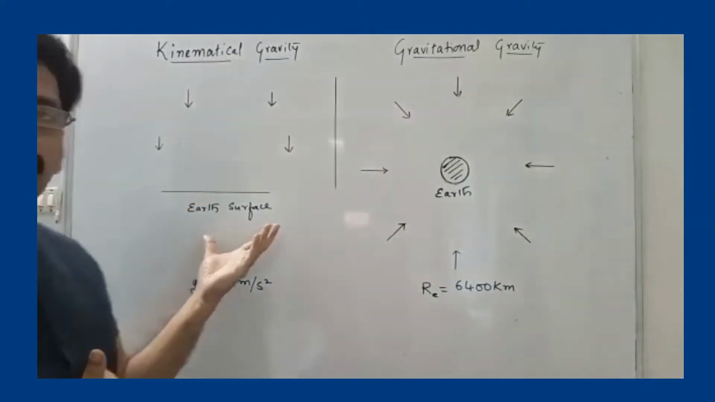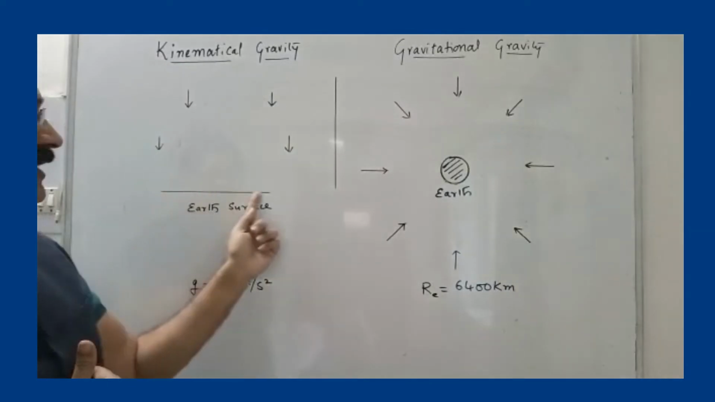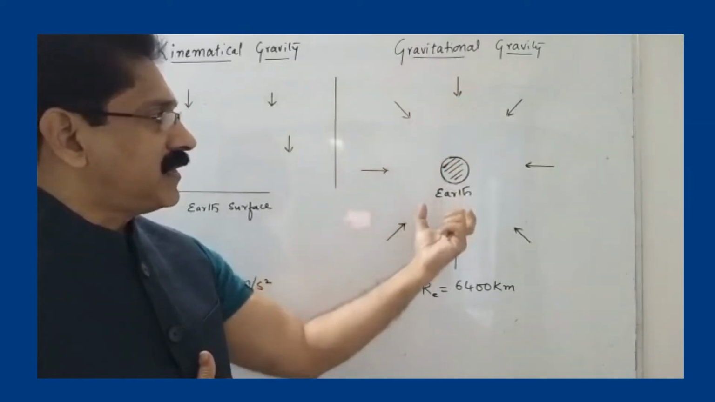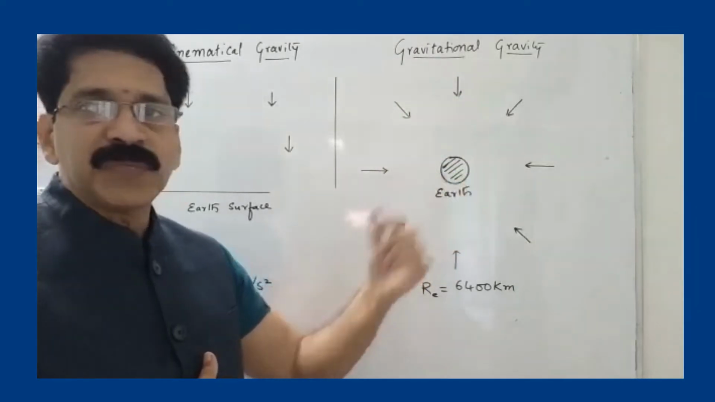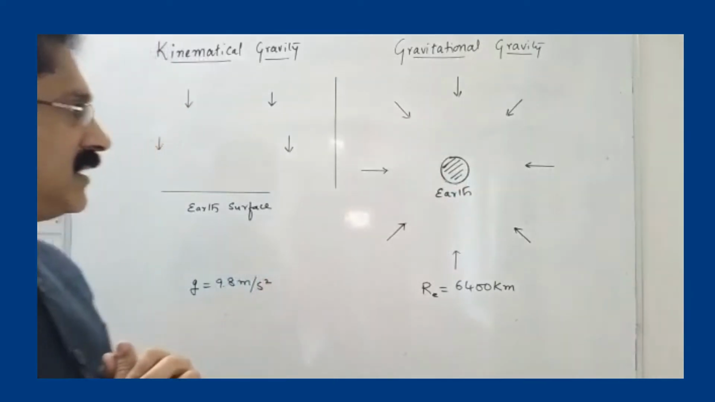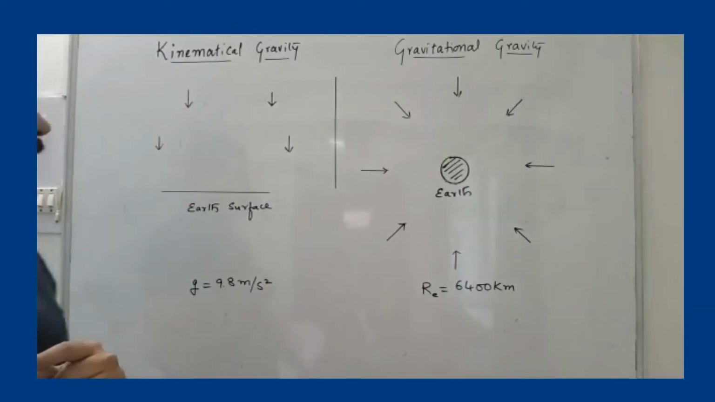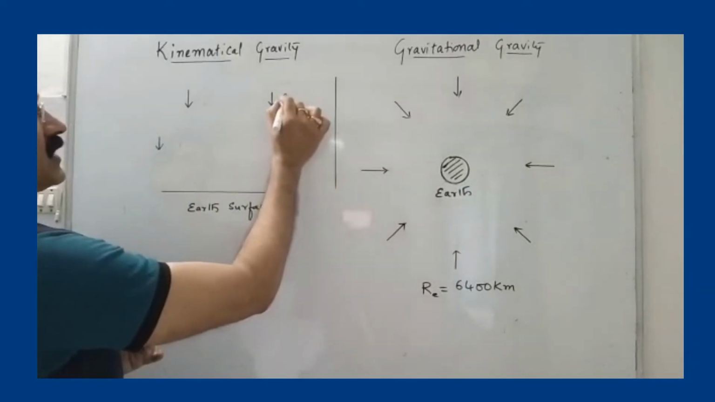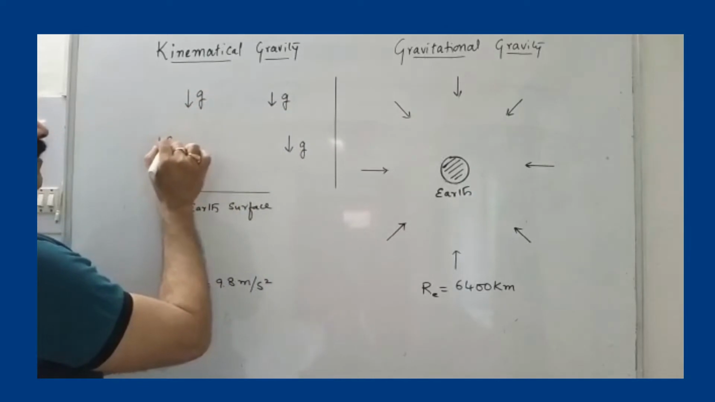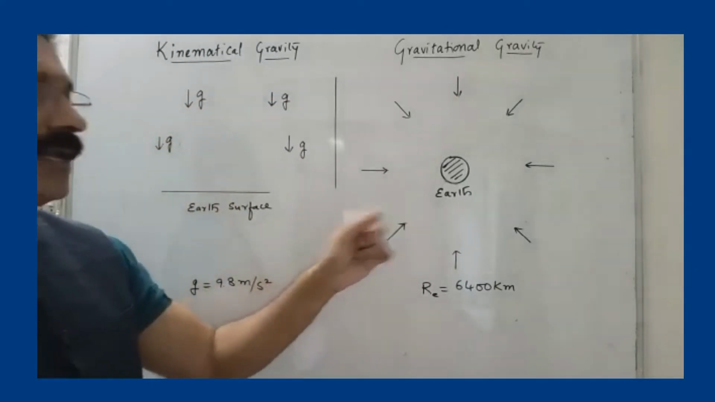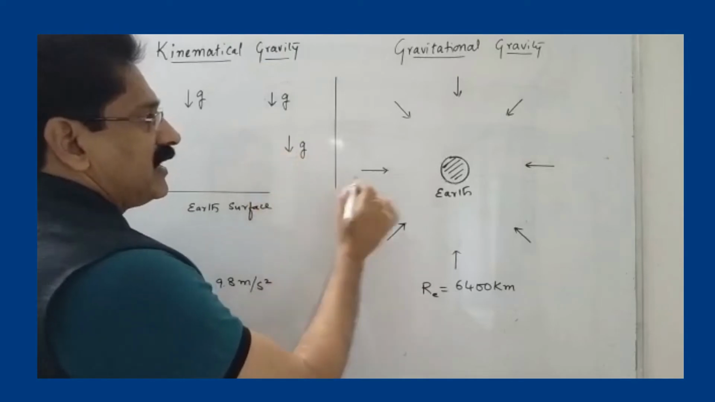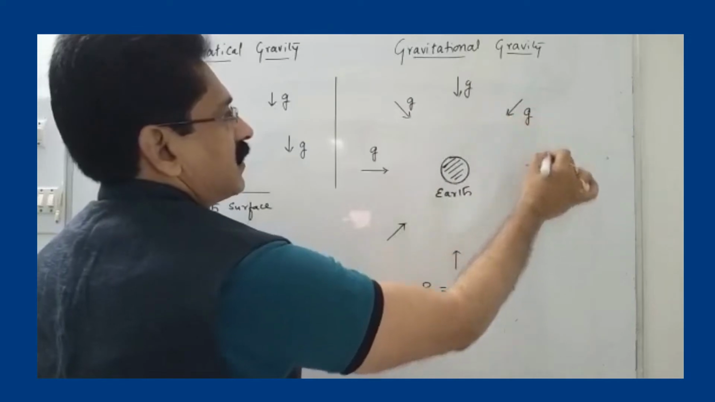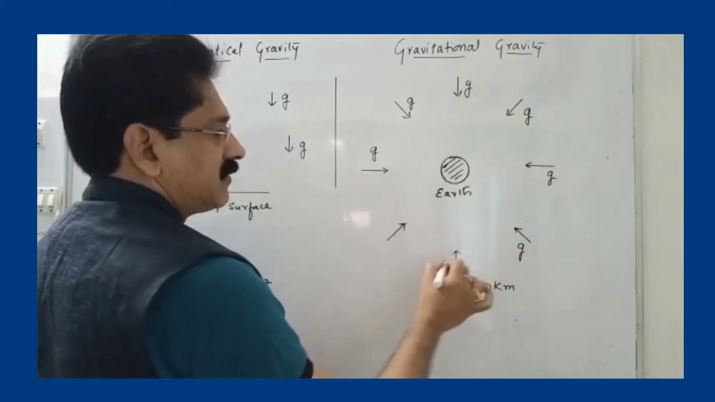You could see on the board over here, we take Earth's surface to be flat. And here, if I take up gravitational gravity, Earth is taken as a small sphere, right? So when you make a comparison, in kinematical gravity the gravitational field, which I can represent with a G, acceleration due to gravity, is uniform everywhere. Unlike over here, right? G represents the field, so G at different points will be directed in different directions, okay? But all are directed towards the center of the Earth.